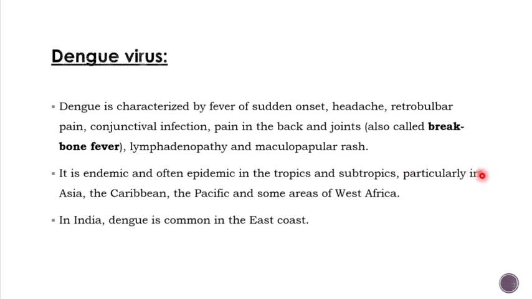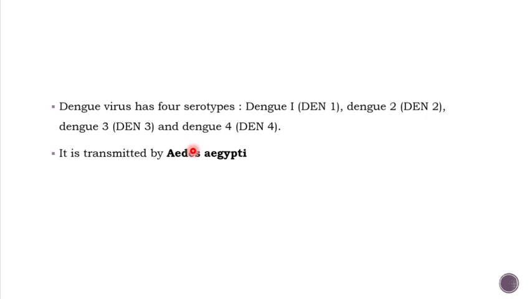Dengue is endemic and often epidemic in tropics and subtropics, particularly in Asia, Caribbean, Pacific and some areas of West Africa. In India, dengue infection is most commonly seen, particularly on the East Coast. Dengue virus has mainly 4 serotypes, that is dengue 1, 2, 3 and 4. Recently a 5th serotype has also been discovered. So there are mainly 5 serotypes of dengue virus.